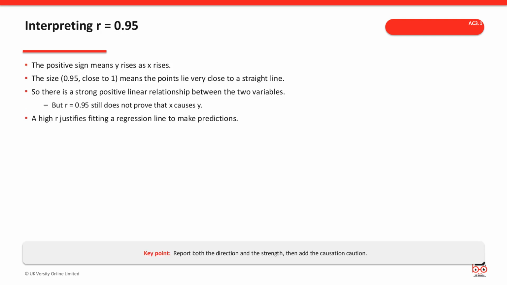So, what does 0.95 actually tell us? The positive sign says y rises as x rises. The size, right up close to 1, says the points lie very tightly around a straight line, so it's a strong positive linear relationship. But, and you knew this was coming, 0.95 still doesn't prove x causes y. What a high R does do is justify fitting a regression line to make predictions, as long as we report both direction and strength, and add the causation caution.